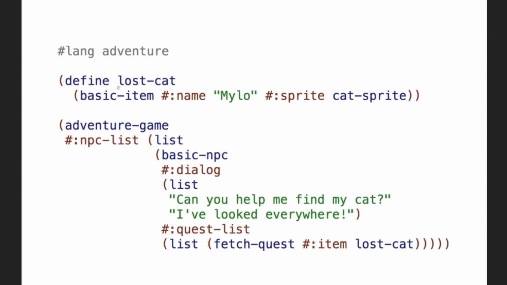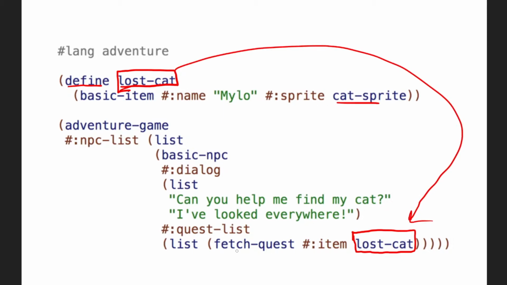I want to point out one other way that you can look at the code, which is that this define chunk actually defines something called lost cat. And that lost cat actually gets used later. Now, what define lost cat is, well, it's a basic item named Milo, cat sprite, but you don't have to know any of that. What I want to point out is that it matches. It gets used inside of the fetch quest chunk. So chunks can be inside of other chunks, but they can also be linked to another chunk by the words inside them. So lost cat links those two chunks together.